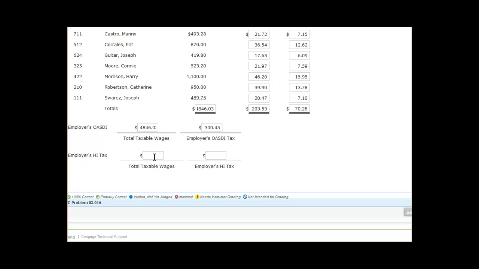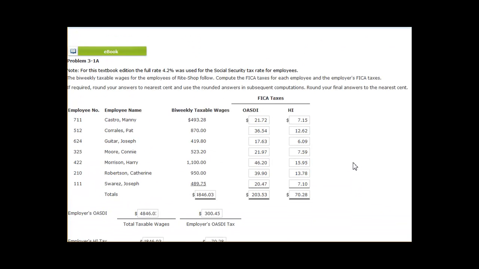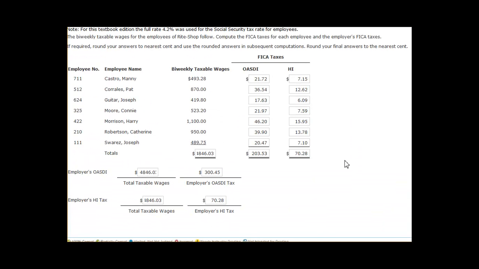With the HI tax, we're going to do the same thing: 4,846.03 times 1.45%. This should equal the same 70.28. So just keep in mind the difference between the employer and the employee when it comes to the OASDI. Employees pay 2% less.